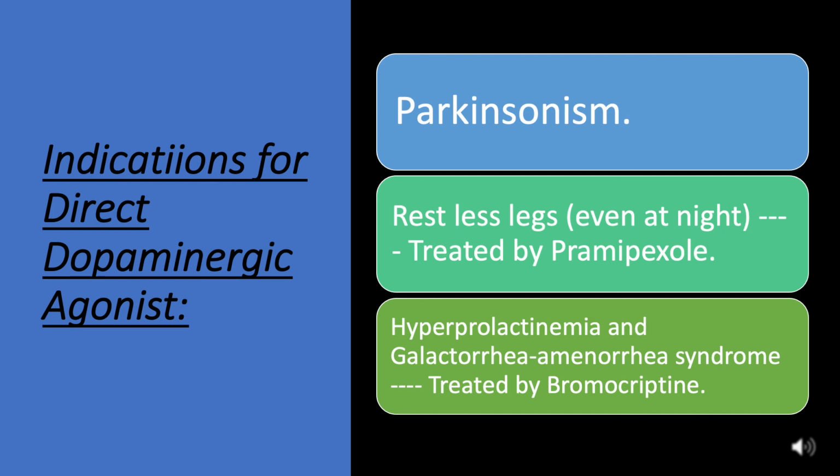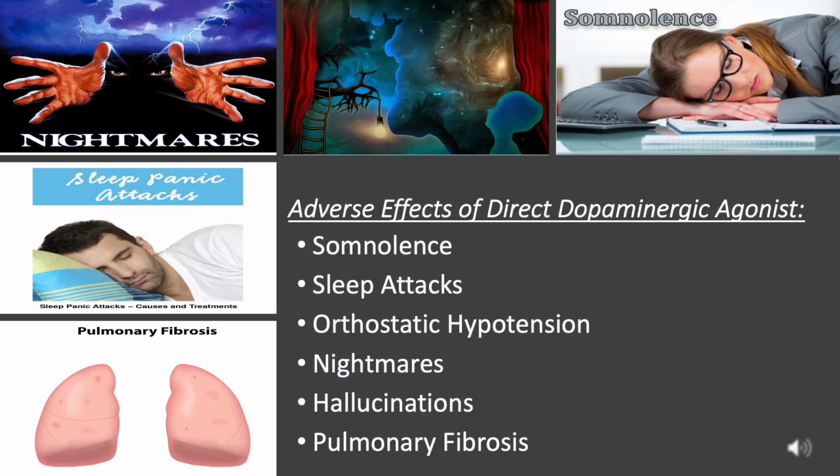Indications for direct dopaminergic agonists: Parkinsonism; restless legs, even at night, treated by pramipexole; hyperprolactinemia and galactorrhea-amenorrhea syndrome, treated by bromocriptine. Adverse effects of direct dopaminergic agonists: somnolence, sleep attacks, orthostatic hypotension, nightmares, hallucinations, pulmonary fibrosis.